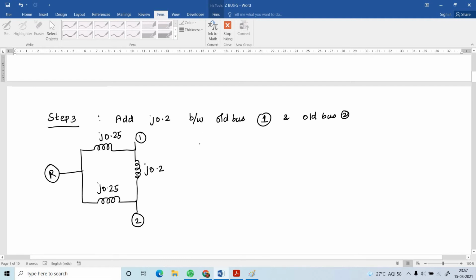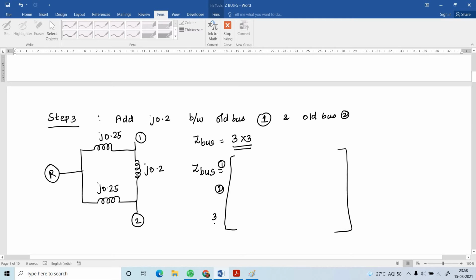Here, what about the order of the ZBUS? The ZBUS order is increased by 1. Now it is 3 cross 3. But there are no new buses added here, so we have to eliminate the last column and the last row of the 3 cross 3 matrix to obtain the original ZBUS matrix. First of all, I am going to find out the 3 cross 3 matrix. After finishing this, I have to eliminate the last row and last column of the 3 cross 3 matrix.